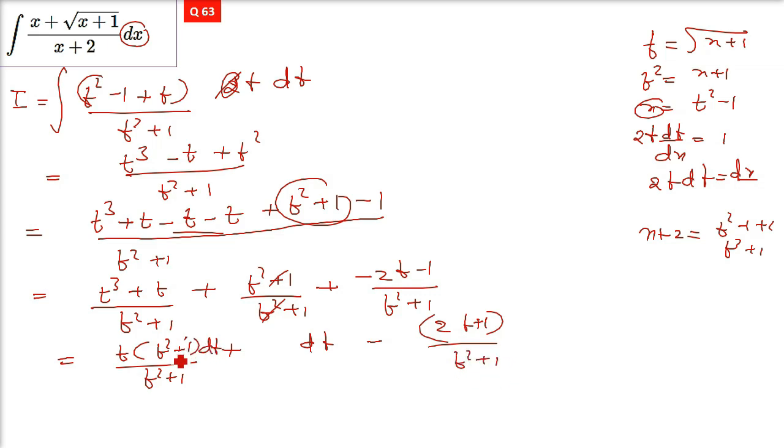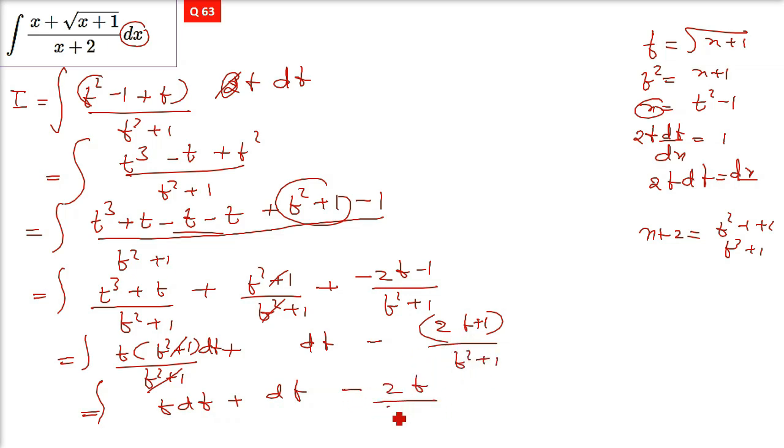So this gets cancelled. The t dt integration will be direct, and this dt integration. All this integration sign, don't forget, there is always a dt along with these separate terms. We'll talk about this (2t plus 1) by (t square plus 1) in a bit. But the integration of the first term is t dt. The second one will be the integration of just dt.